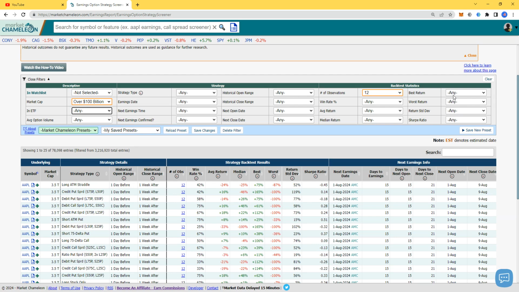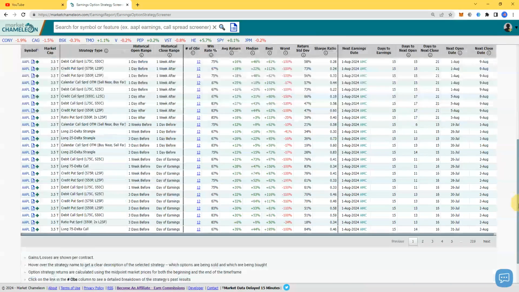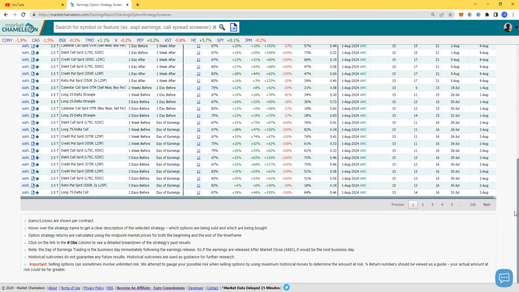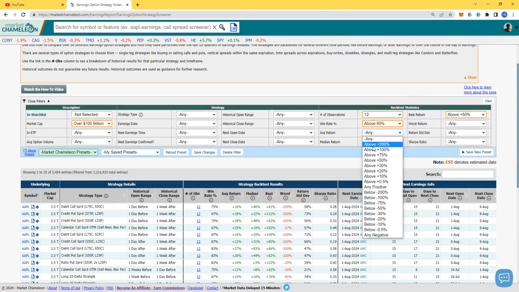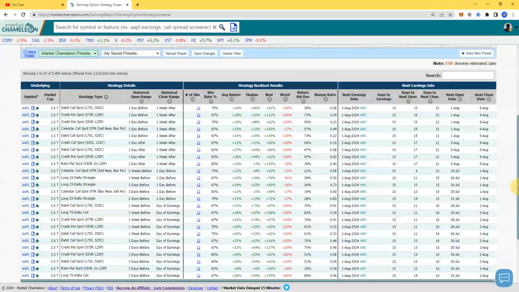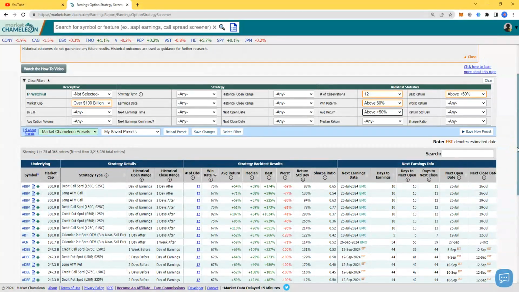I like to do the best return, let's say above 50%, and not the worst return, the standard deviation, and Sharpe, average return, win rate above 60, and you see the list goes down. It was a lot more. Now we have 219. Average return, okay, let's say over 50%, and now we've got a lot less. We've got 15 pages instead of 200 pages.